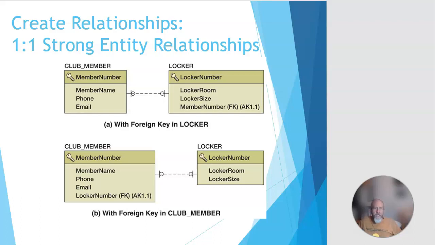It may make sense that when you're looking at a locker, the thing that you really want to know is who that locker belongs to. In that case, the foreign key would be over in the locker table. Again, the logic in this case is how exactly you plan on using these tables will make a difference.